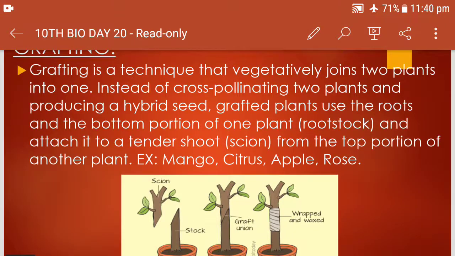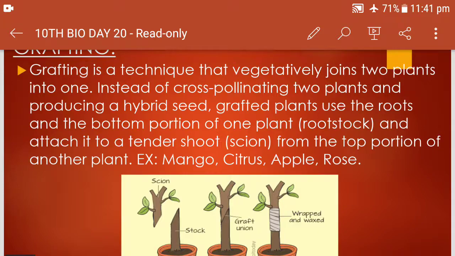So grafting is a technique where two stems are vegetatively joined together into one, instead of cross-pollinating two plants and producing a hybrid seed. Grafted plants use the roots and the bottom portion of one plant. It is called the stock. Stock is the part of the plant which is attached in the soil, and that is attached to the tender shoot, the scion. Scion is a new plant part that you are getting from another place, from the top portion of another plant. Examples, as I told you.